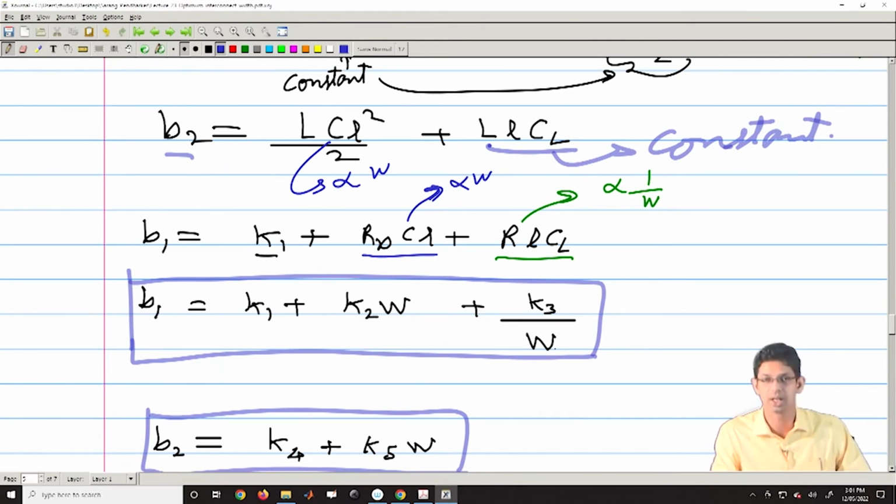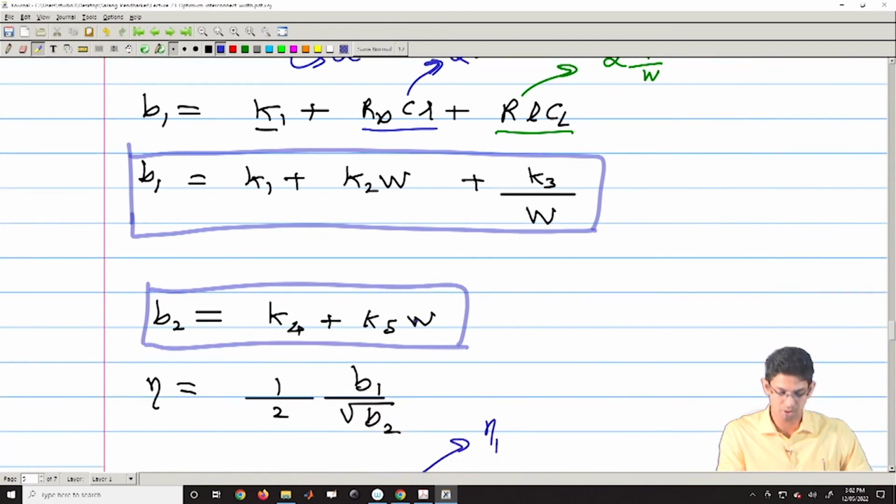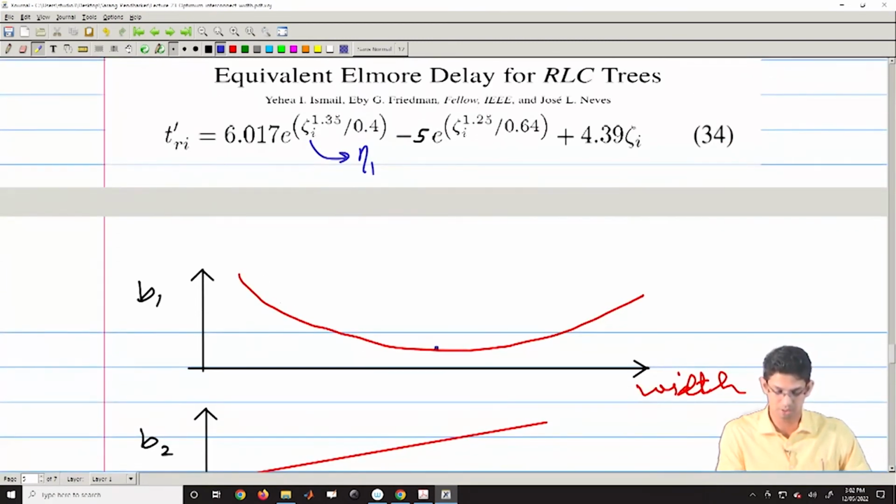If I look at it, you can see this. If your omega is very small, K3 by omega would be a large number. If you go on reducing omega, the inverse will go on increasing, and in some limit this will be the dominating term. On the other end, if you go on increasing the width, K3 by W would become very small, and in that case your B1 would be predominantly governed by K2 into omega. So, if I look at the plot, my plot would come out to be something like this.